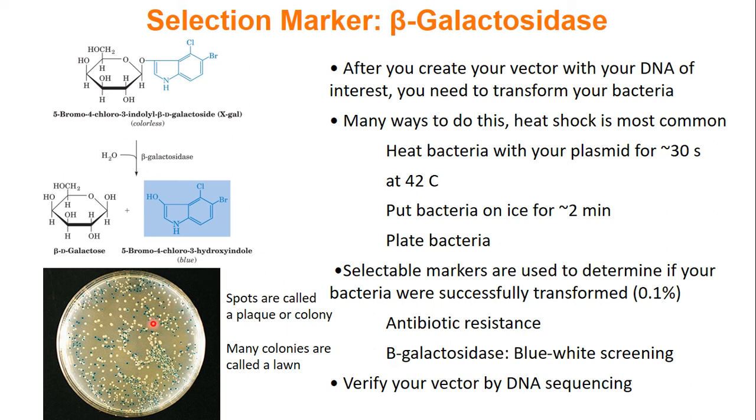Now, after you pick your colony, and you pick it up and you put it in media to grow the E. coli more, you must verify that your vector actually has your DNA sequence in it, because it is possible to get false positives. That is, it may be blue, but for some reason it doesn't have your vector. So you need to use DNA sequencing to make sure your vector has your protein or DNA sequence of interest before you carry on with any more experiments.